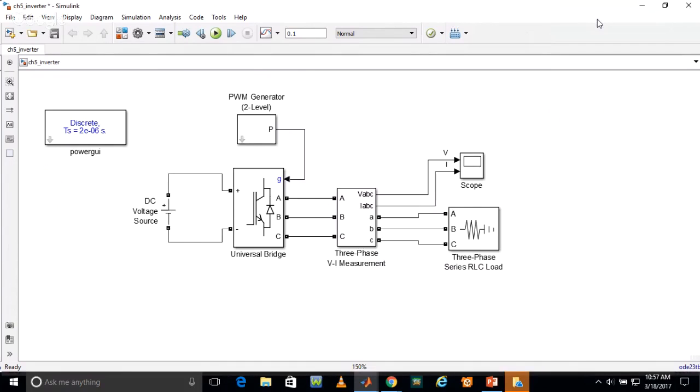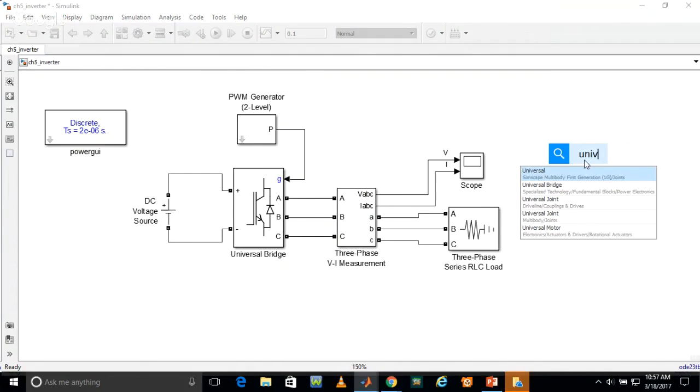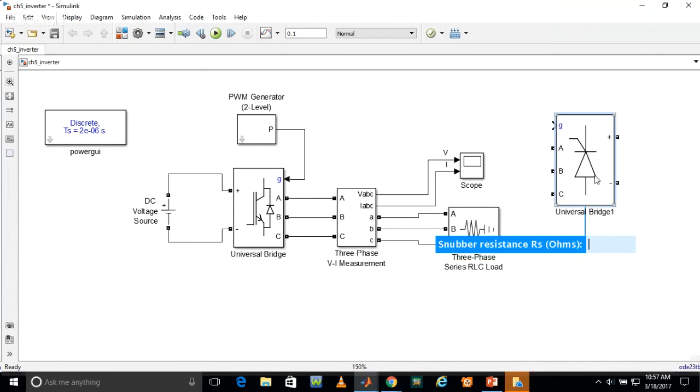So this is a simple circuit. For the universal bridge, as you know, just type universal bridge. This is a universal bridge. It's different from this one. The same universal bridge can be used for rectifier purposes also. But right now we are making an inverter system, so this system has to change a little bit.